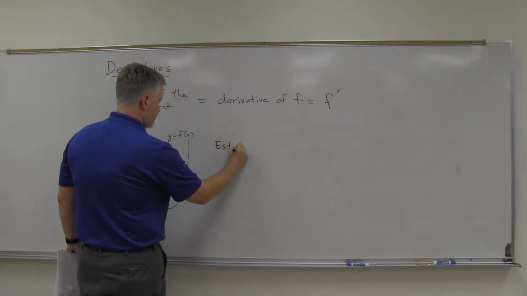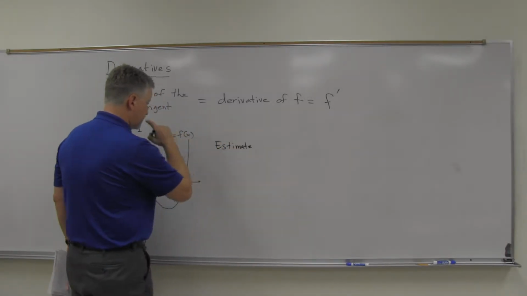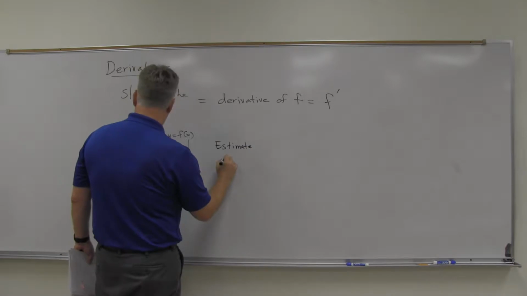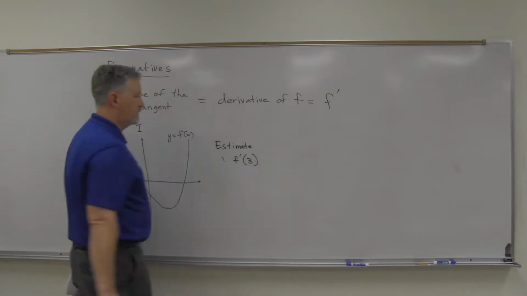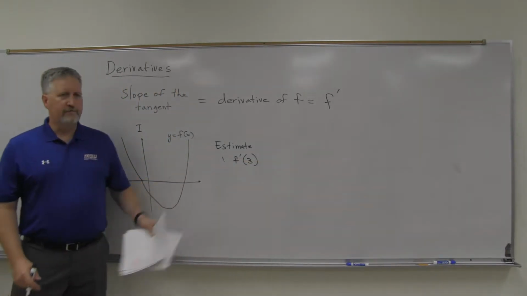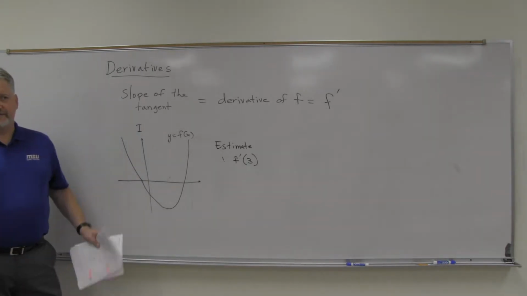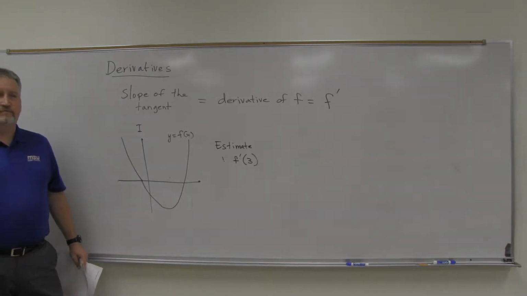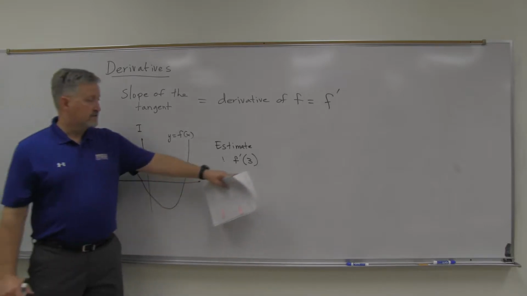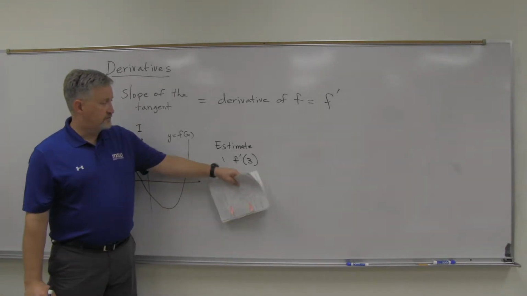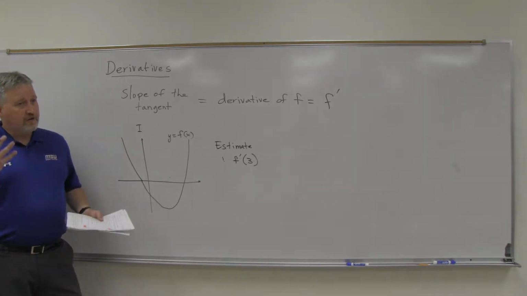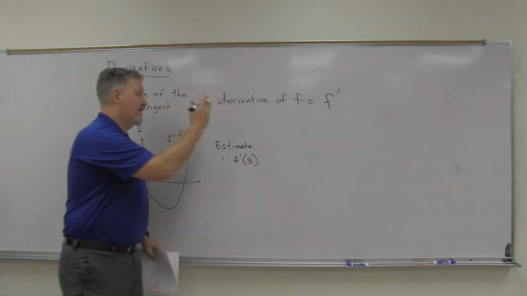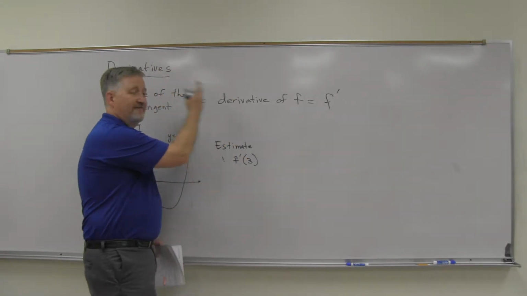And so the first one, on graph number 1, let's estimate f prime of 3. So put the parentheses with it and then the number in there. That just designates the x value. We're talking about the x value 3. So we're going to go to x value 3, and we're going to try to estimate f prime off of that. Well, by what we know so far, we know that this is the derivative, and the derivative is the slope of the tangent line.